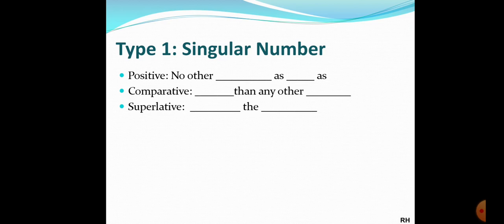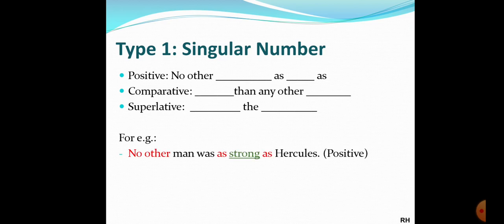Okay, so let's look at one example and maybe you'll be able to understand it better. For example, no other man was as strong as Hercules. You can see "no other" I've highlighted because it is required for positive, and strong is the adjective. Okay, this is your positive sentence. So whenever you see this kind of sentence in the exercise, in the example, in the exam, you need to understand that this is type 1 singular number. They will not highlight it for you like I have highlighted it in red color. You just need to recall and remember.